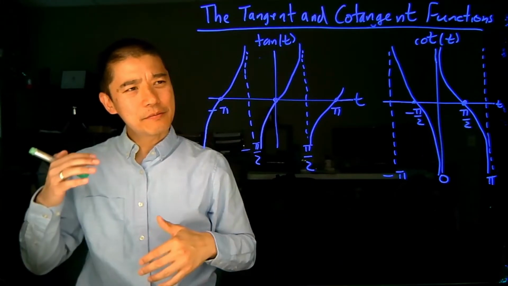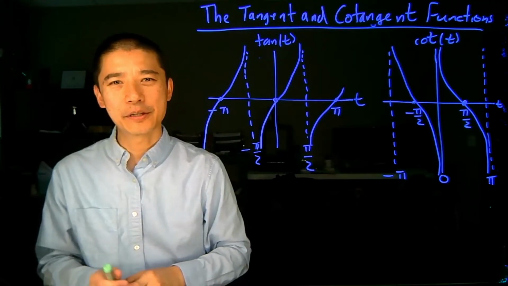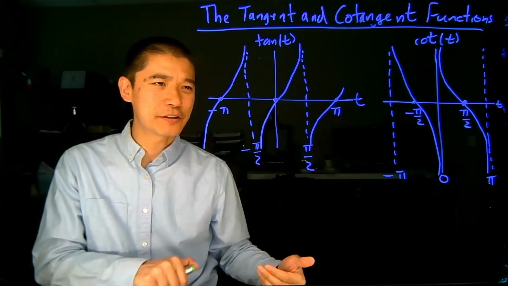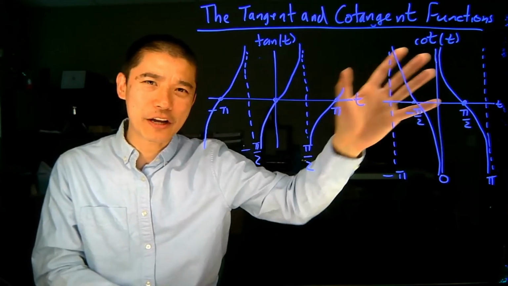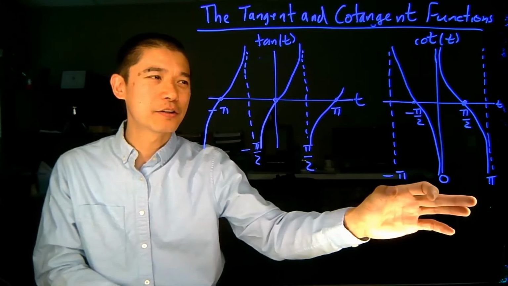And so you can use this to deduce information about the cotangent function from the tangent function, which means that if you understand the tangent function, you don't need to necessarily memorize another set of facts for the cotangent function. You can just use some reasoning to reconstruct this.